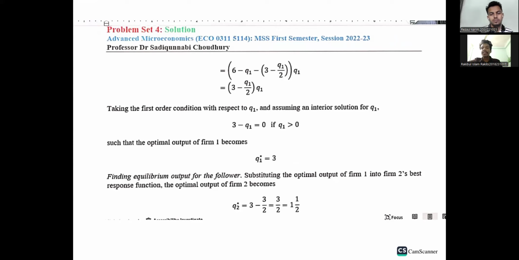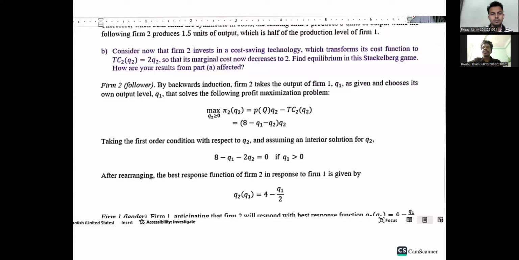And finding the equilibrium output for the follower, substituting the optimal output of farm 1 into farm 2's best response function, farm 2's optimal output becomes Q2 equal to 3 by 2. In the next slide, question number 2 begins. And please, Rajal Karim Jewel, take the floor.